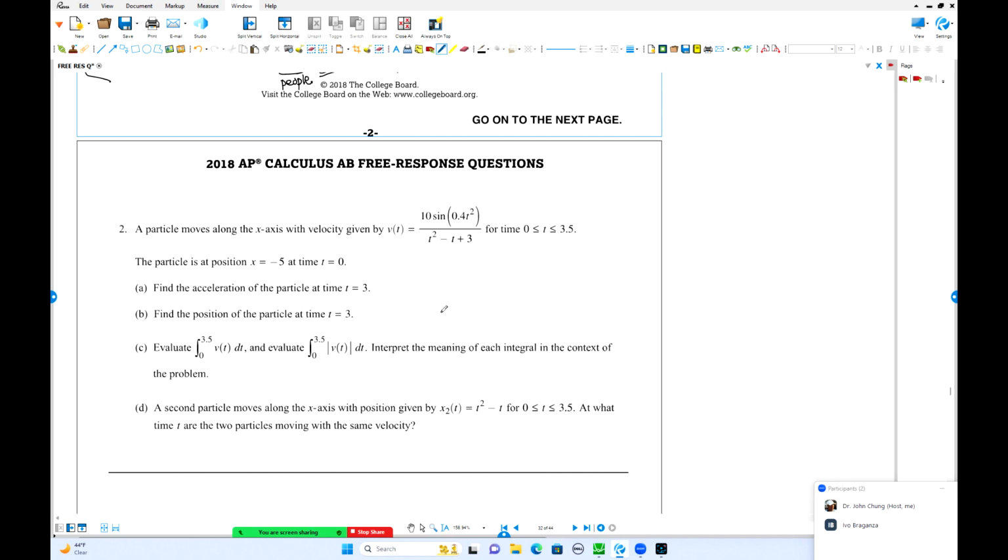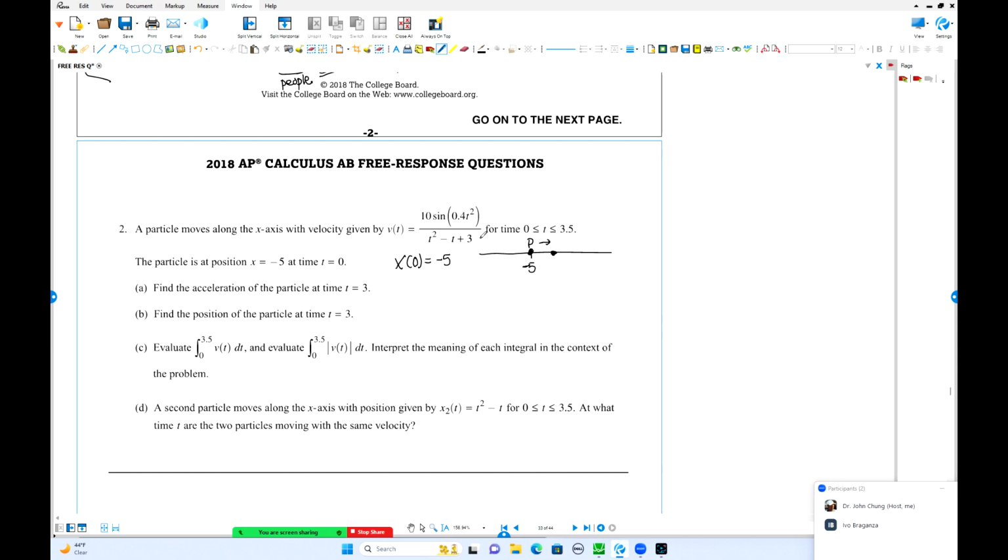A particle moves along the x-axis with velocity given by the equation, and the particle is positioned at x equals 5. When x equals 0, where is the particle? Negative 5 there. The particle moves from right to left. At this location, x equals 5, the particle moves over here. Now we're gonna move right. From here, velocity is positive, move to the right. Velocity is negative, move to the left.